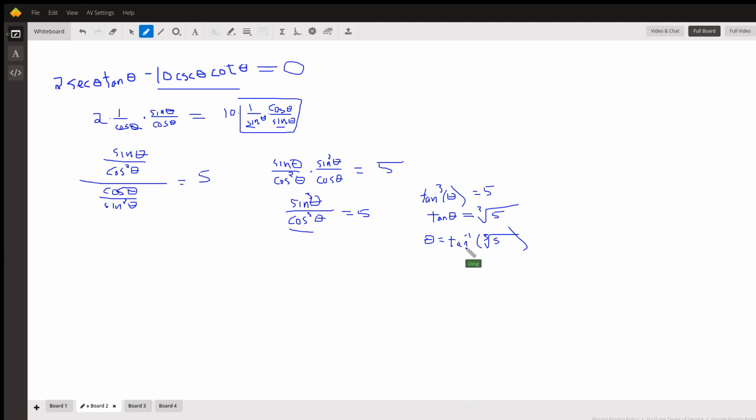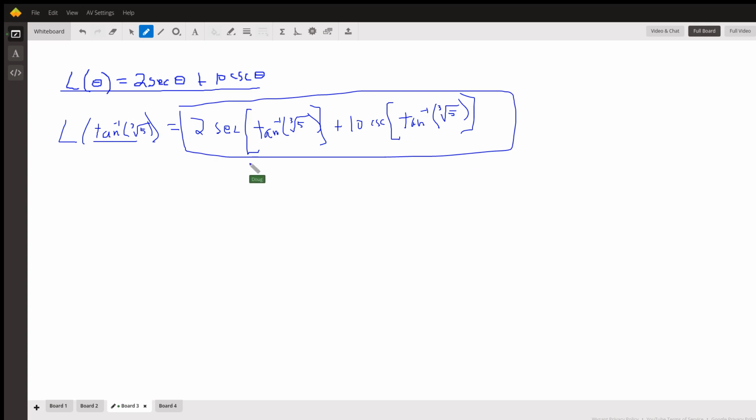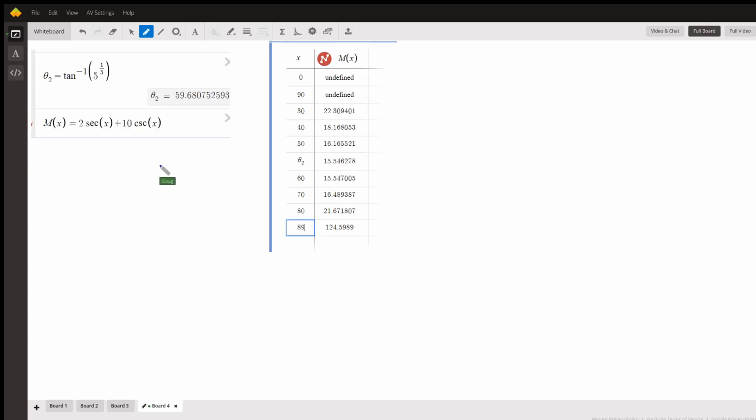Theta is equal to the inverse tangent of the cube root of 5, or the angle that has a tangent of the cube root of 5. So if I go to board 2, there's my original function. If I substitute or find L of the angle that has a tangent of the cube root of 5, this is what it would look like. And if I use a calculator to find that, there's theta, the angle that has a tangent of the cube root of 5. Looks like it's 59 degrees.